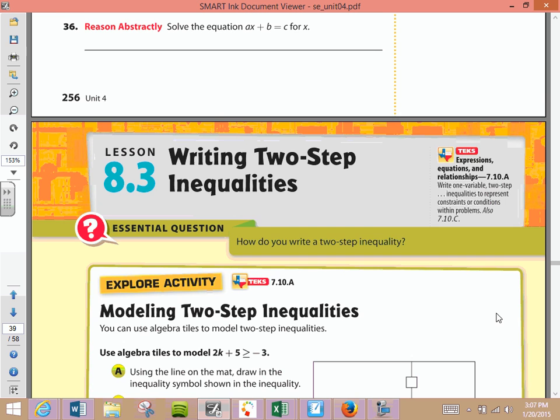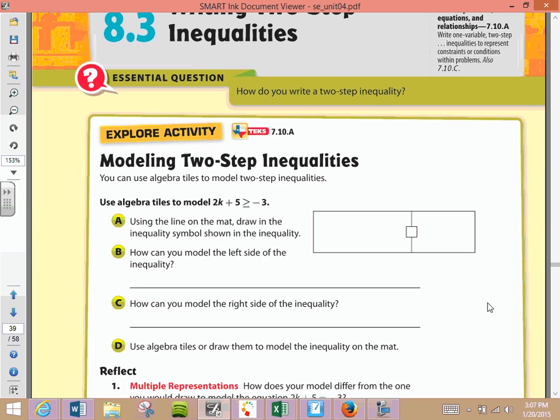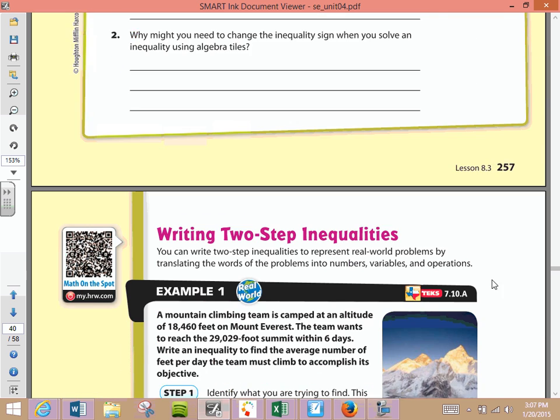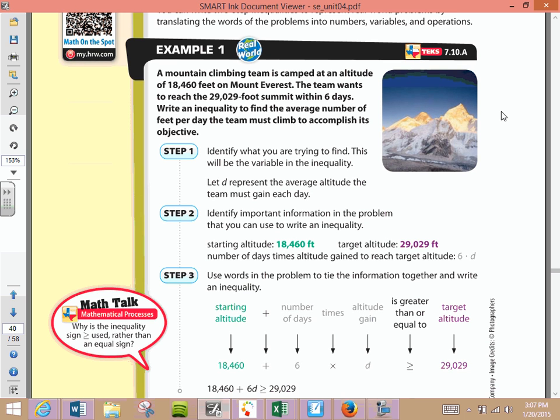That is on page 257, but we're going to go to 256, I believe. Yeah, 256.